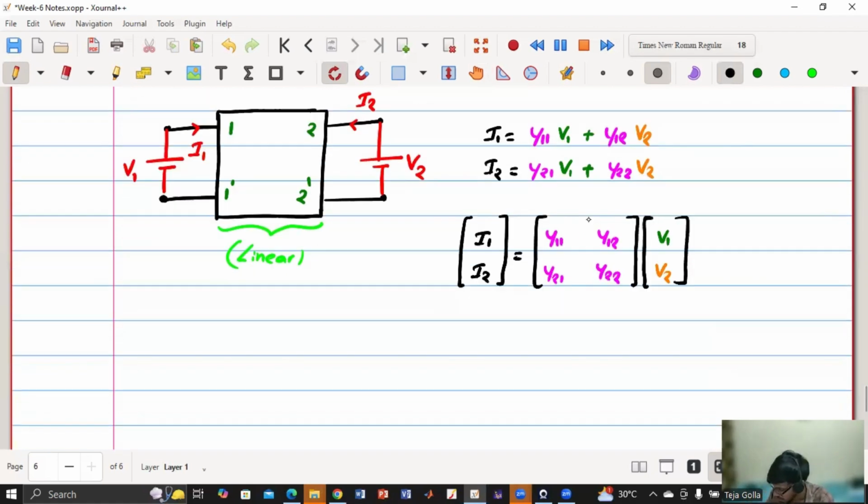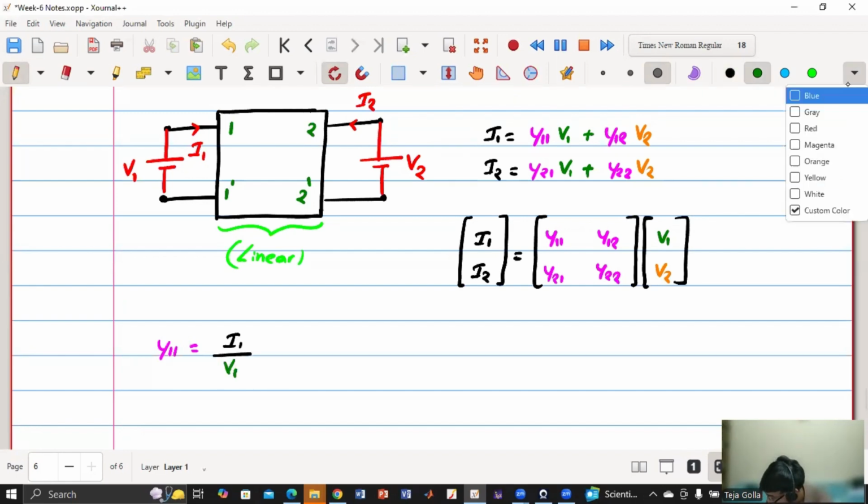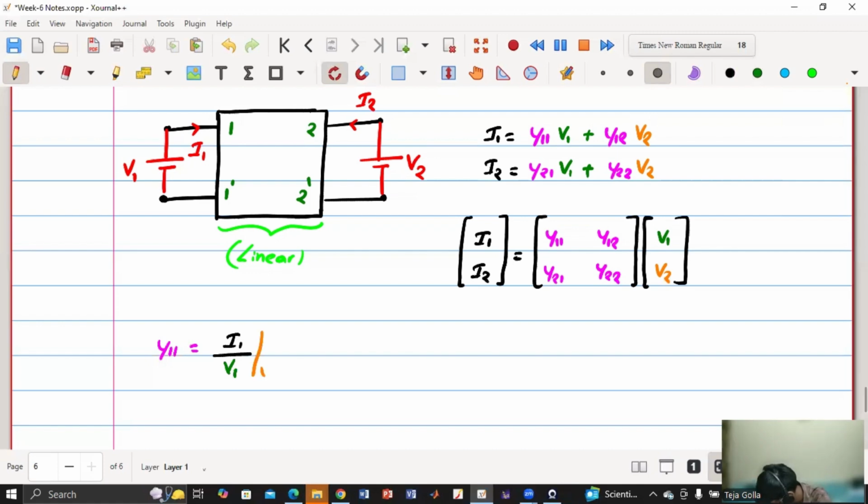So that part, is it clear until this point? How, what are Y parameters and how we will write in terms of I and V voltage? Is this part clear or do you have any queries? Clear. So now how will I calculate Y11? If I make V2 zero, then Y11 is nothing but I1 by V1, right? So my Y11 is equal to I1 by V1 when V2 is 0. Is this part clear?